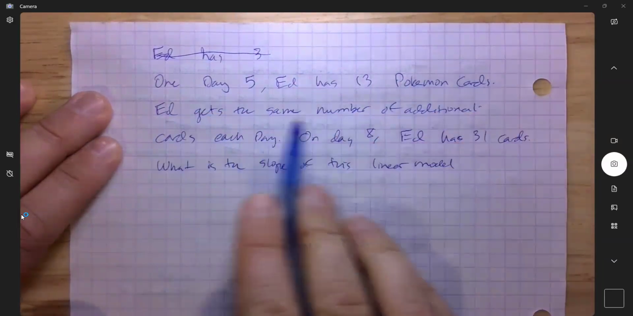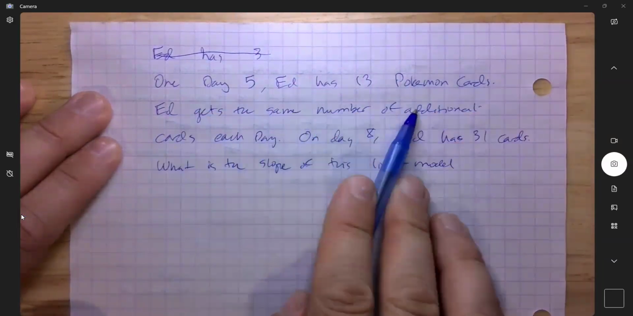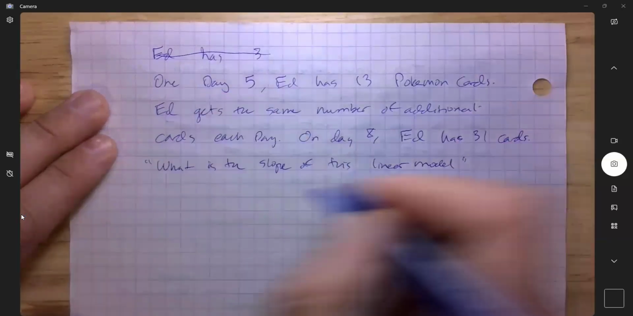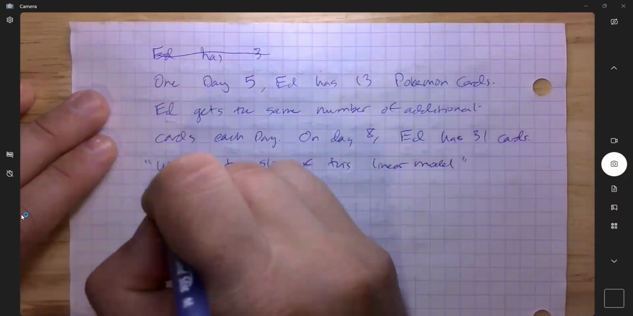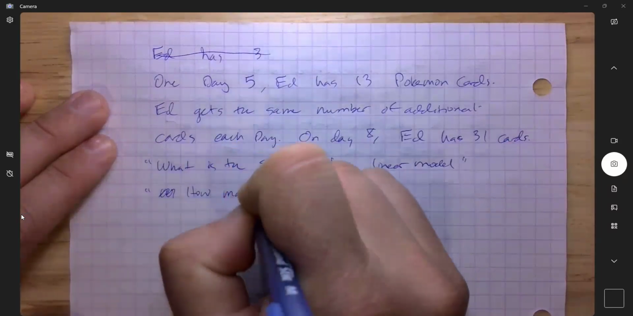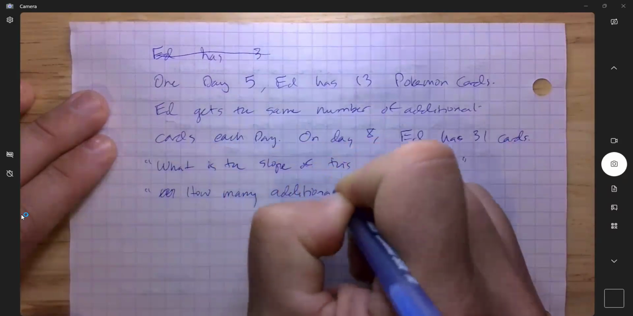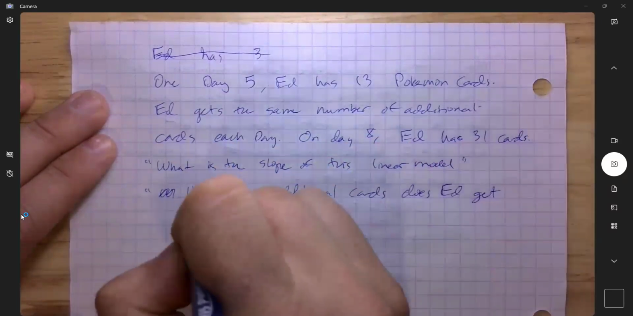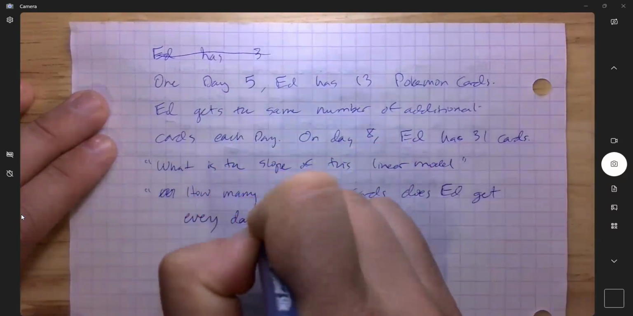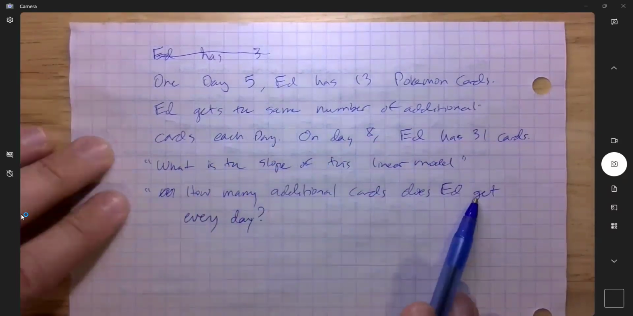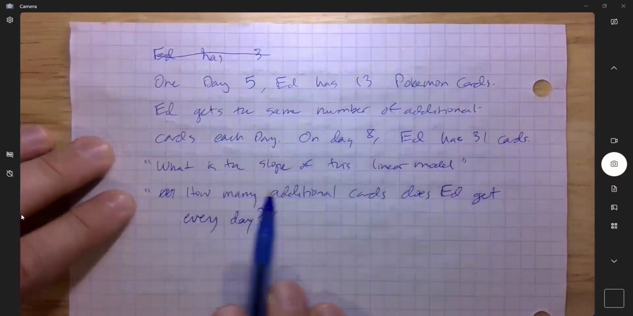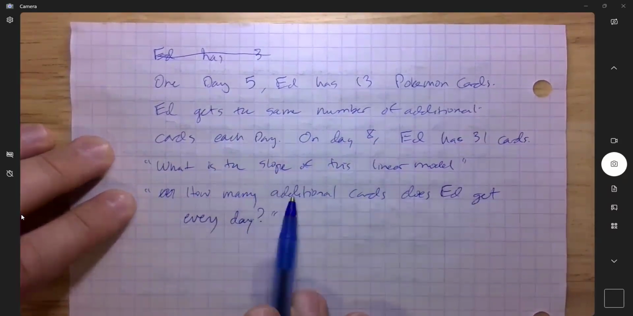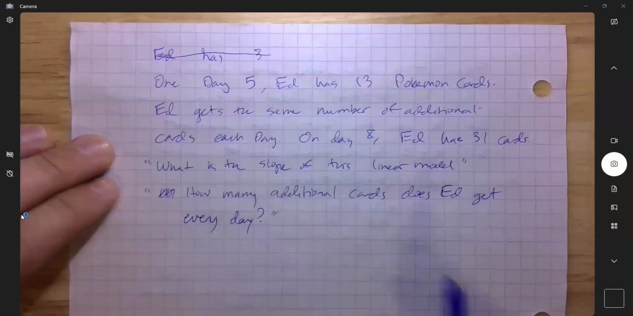Right? If he's adding the same number of cards every day, that's a linear model. But you might actually, instead of seeing it like that, say, how many additional cards does Ed get every day? And this is how we would probably write slope. How many additional cards? What's the change in the cards Ed gets every day? What's the change in y for the change in x?